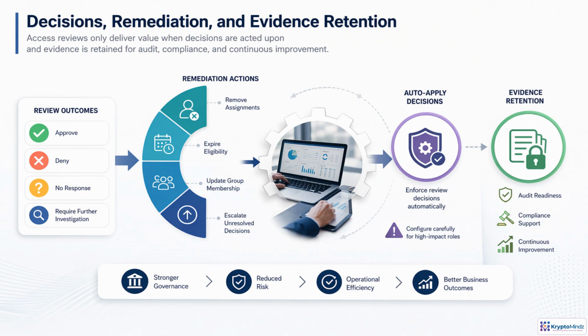An access review is not complete when a reviewer clicks approve or deny. The important step is converting that decision into action. Approved access can remain in place. Denied access may trigger assignment removal, expired eligibility, or group membership updates. No response should not be ignored. It needs a default policy or escalation path. Auto-apply can make this efficient, but use extra caution with highly privileged roles where a mistake has broad impact. Finally, retain the decision, action, timing, and reviewer context as evidence for audits and future improvement.